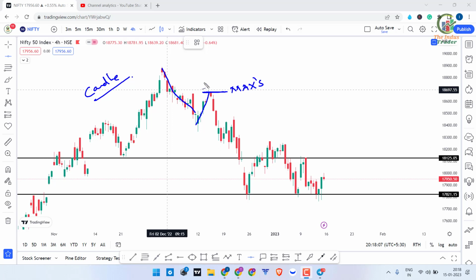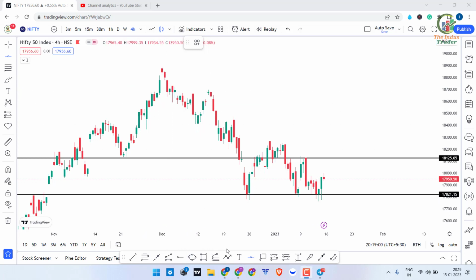Here after, the buyers lose their power or strength. Thereafter sellers begin to move the market down. Do you agree with me? If yes, then type in the comment section, yes, I do agree with you. So yes, from this level again we got sellers.